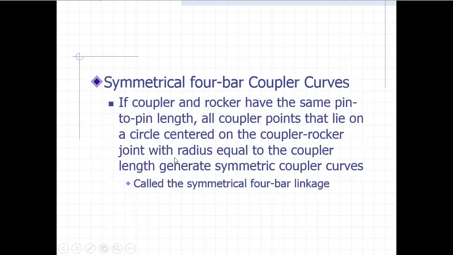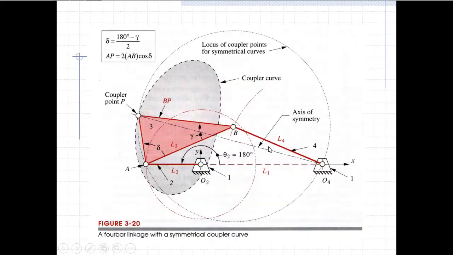That circle has radius equal to the coupler length. Okay, so let's go back. All coupler points that lie in a circle centered on the coupler-rocker joint with radius equal to the coupler length. So this coupler point is on a circle, and that circle is centered at the coupler-rocker joint, and the radius of that circle is equal to the coupler length, L3. Notice this coupler length goes from the center right over to here, which is on the circle, so that radius of the circle is equal to the coupler length.